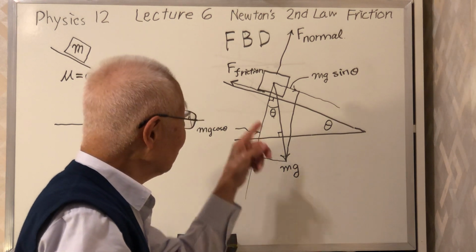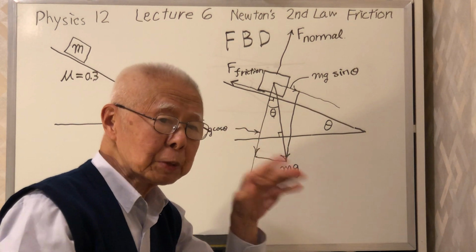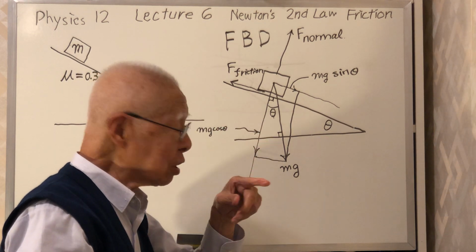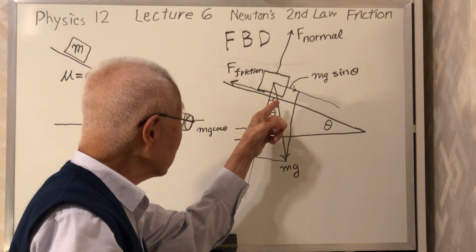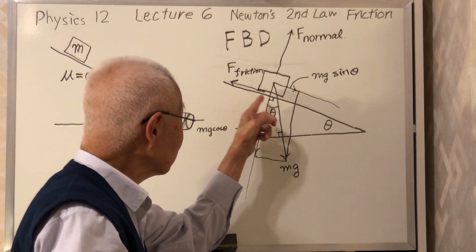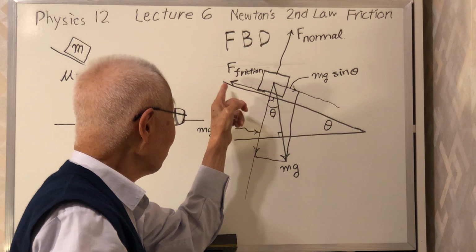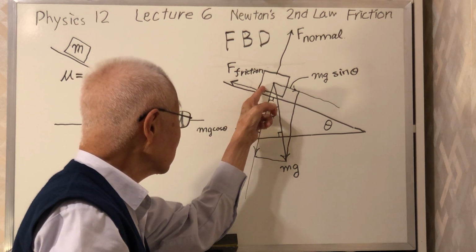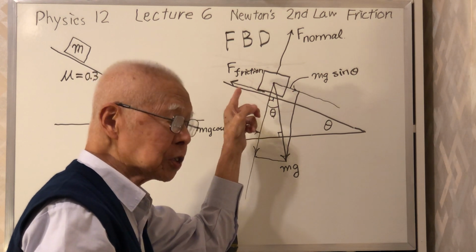Remember, friction force must be between two surfaces. What are the two surfaces? The bottom surface of the block and the surface of the inclined plane. So friction force exists between the two contact surfaces.